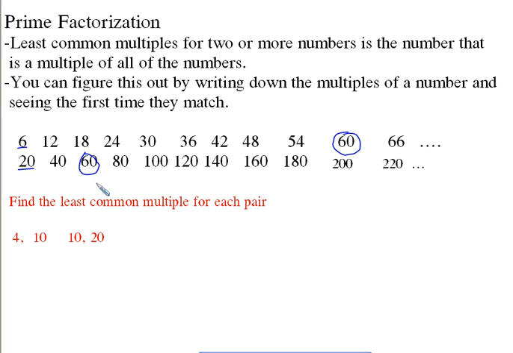Now, there will be more common multiples. For example, if we were to continue on with this, 6 times 20 is 120. And if you see 120 here, so that is a common multiple, but it's not the least common multiple. And that's what we're looking for in this case here.